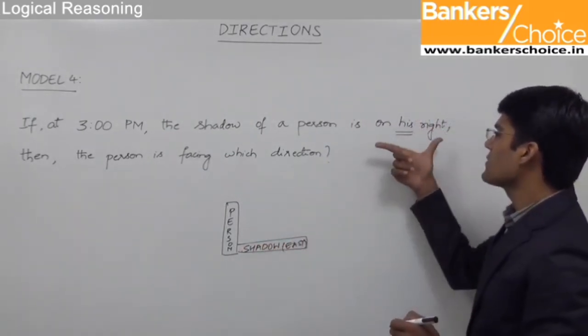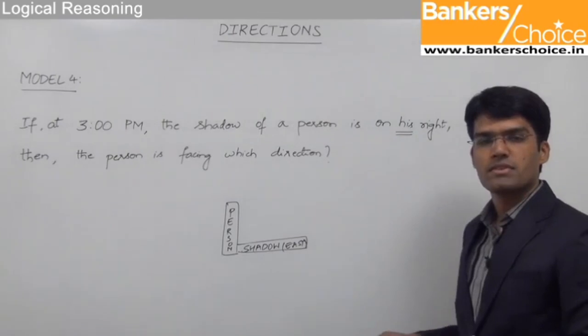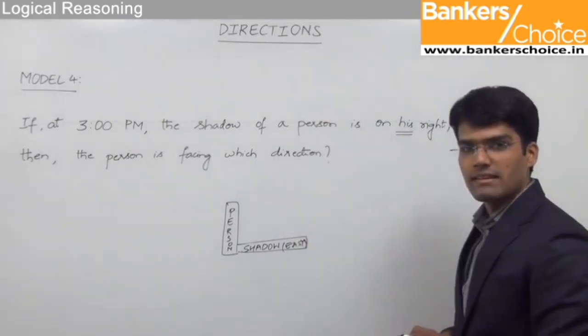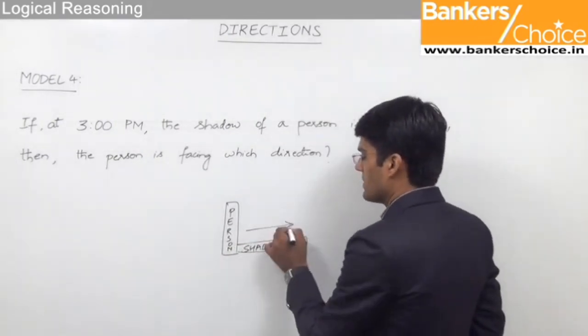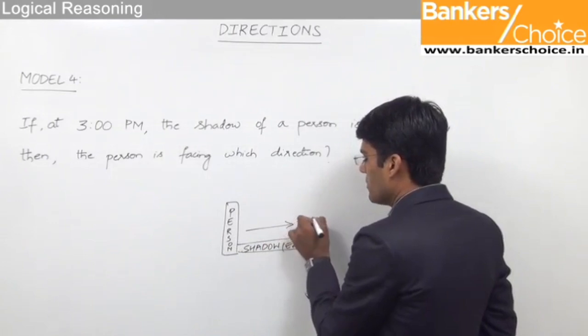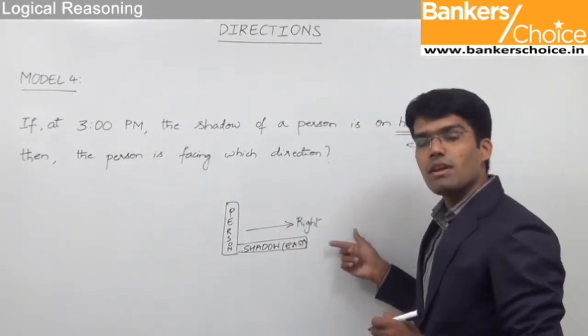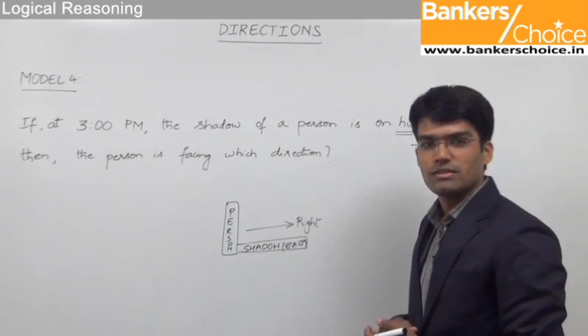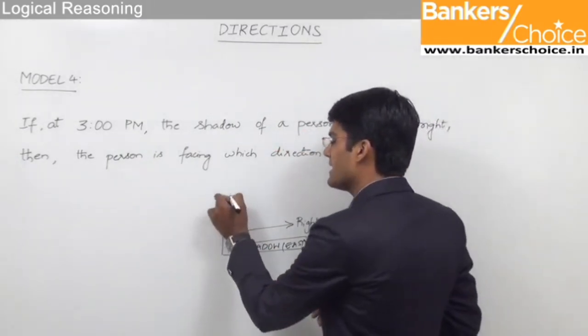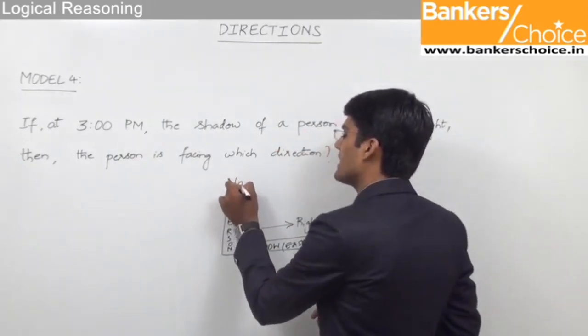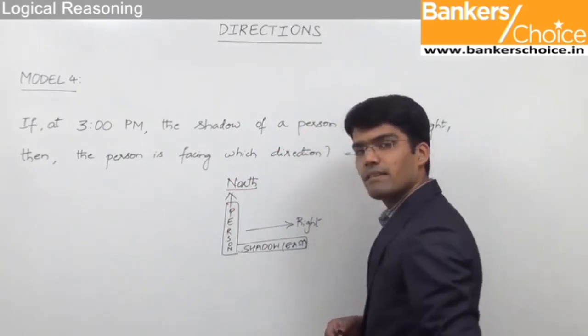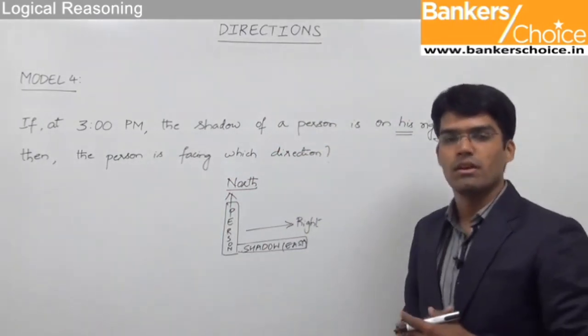And in the question, it is also mentioned that the shadow of the person was towards his right, that is the right of the person. Now we know that the person's right is in the east direction when the person is facing north. So very clearly we can say that the person was facing north direction. So the answer for this question is north.